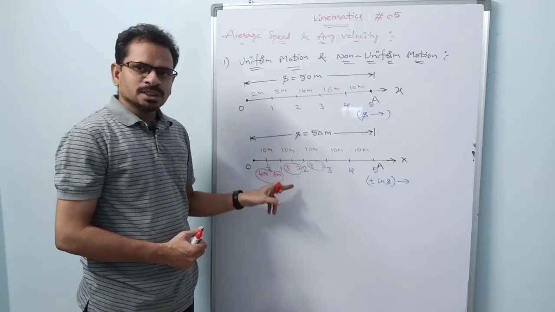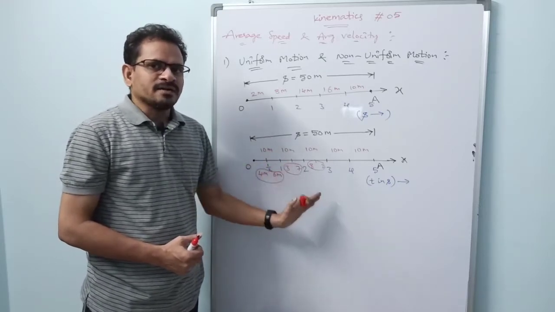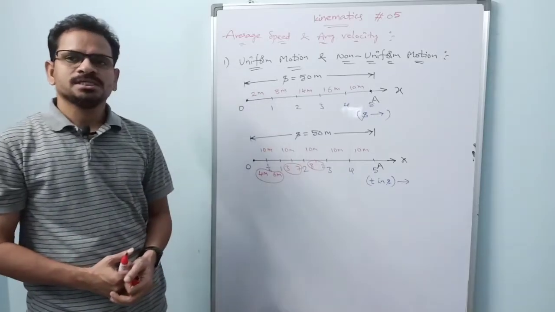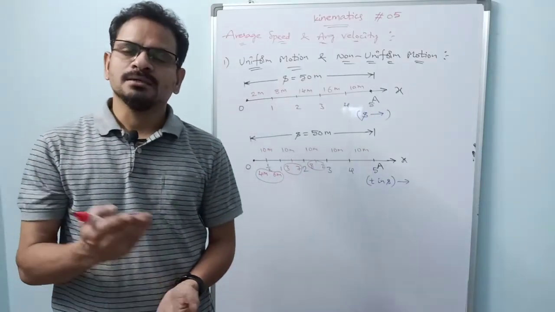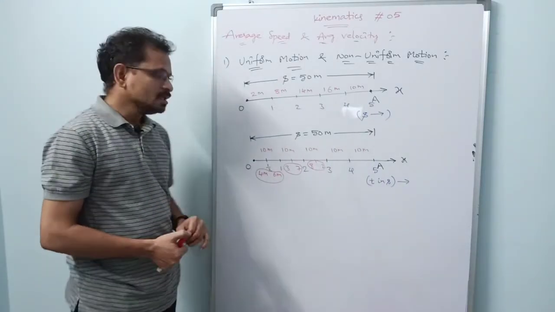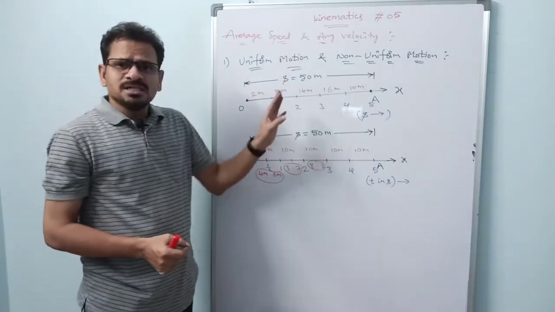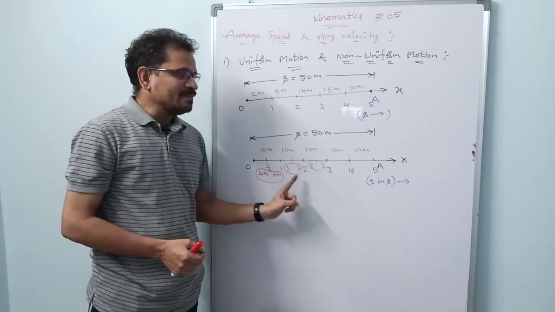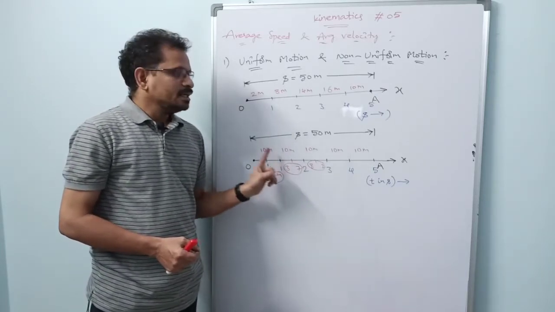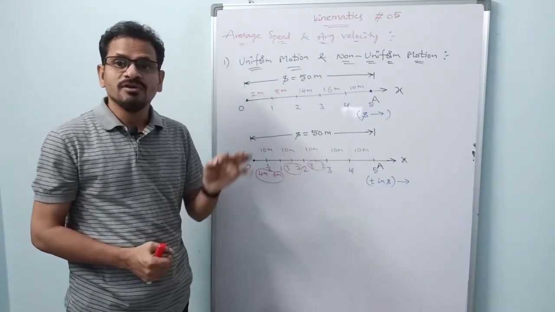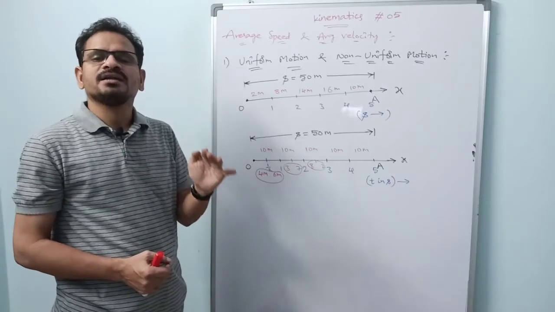For uniform motion, in equal time intervals, if equal distances are covered, then that type of motion is called uniform motion. But no, it is not perfect. So how should we change the definition now? A motion is said to be uniform motion if in equal time intervals, equal distances are covered, however small the time intervals may be.